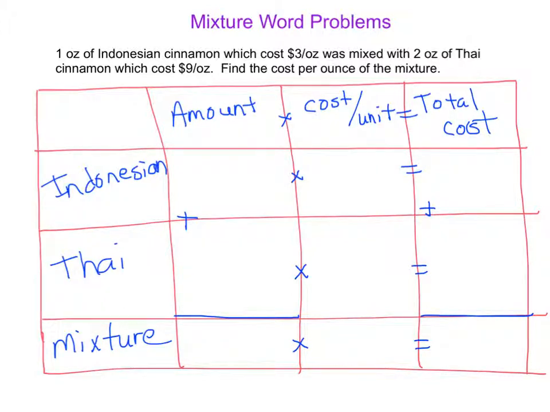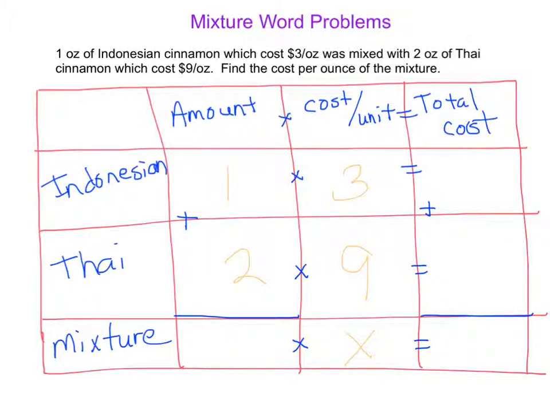It says 1 ounce of Indonesian cinnamon, which costs $3 per ounce, was mixed with 2 ounces of Thai cinnamon, which costs $9 per ounce. Find the cost per ounce of the mixture. So we have 1 ounce of Indonesian, and the cost is 3. And then 2 ounces of Thai, the cost is 9. And then we're looking for the cost of the mixture.